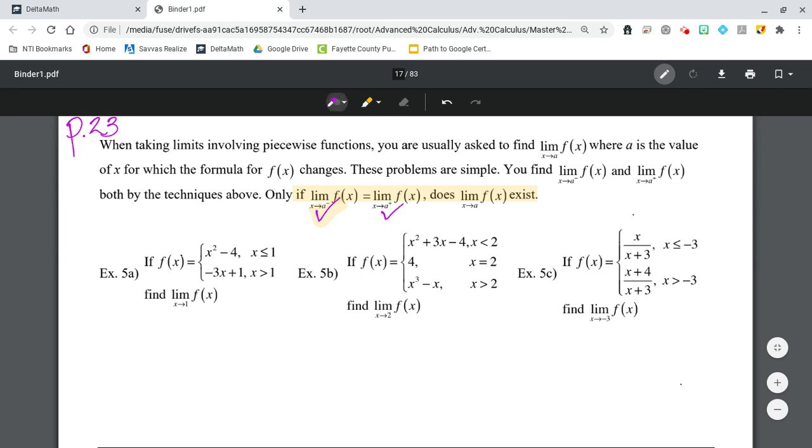Okay, so the way that we're going to do this, we need to check the limit from the left and the limit from the right. So that means I need to split this up into 2 limits. So I'm going to check the limit as x approaches 1, because that's 1 right there, 1 from the left of f of x. And then I'm also going to check the limit as x approaches 1 from the right of f of x.